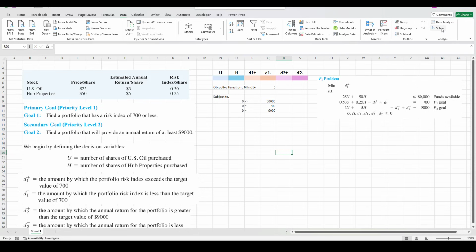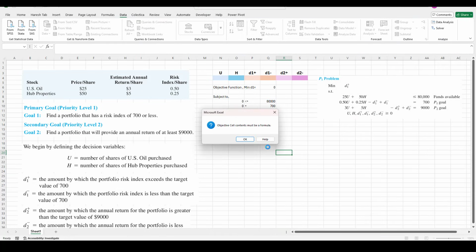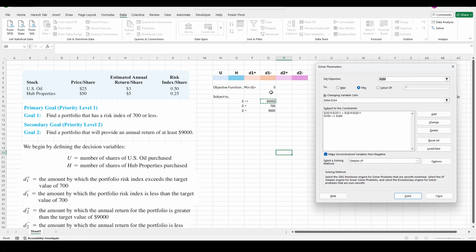So I will again open solver, and all of this is ready. Here I will tick mark on this so that all my variables will be non-negative, and the model which I am going to use is LP, simplex LP. So once I do this, I will say simply solve. Okay, objective cell must contain a formula. So I did not put it, right, now because by mistake it has shifted, solve.